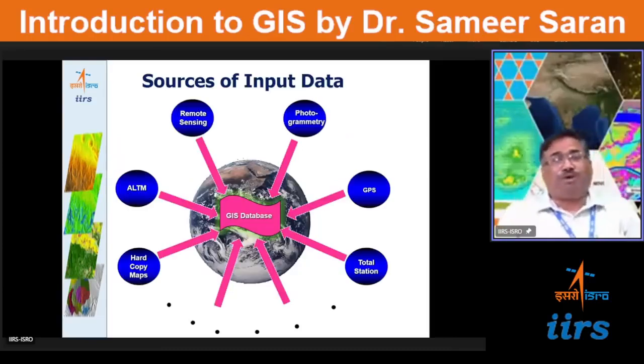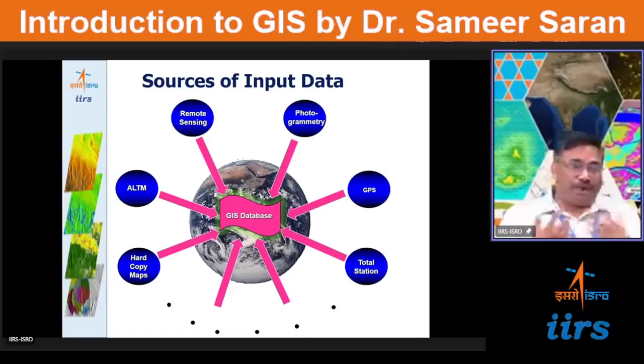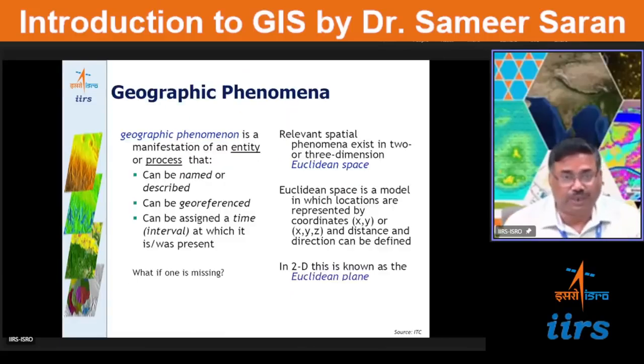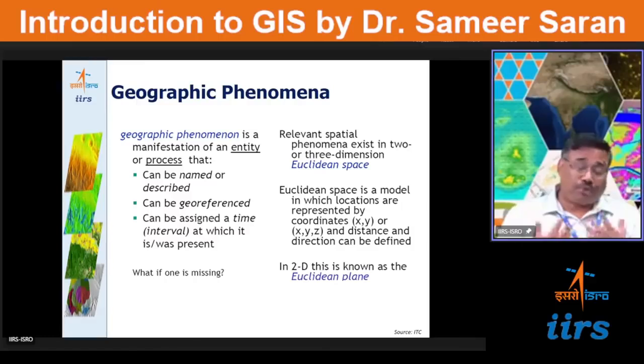The sources of input data I was referring to, there are so many different types of sources available: remote sensing, LiDAR, hard copy maps, total station, GNSS, photogrammetry, and many more. Any geospatial information which is available can directly be integrated into a GIS database, and you can ultimately develop those different types of outputs which you are looking for.